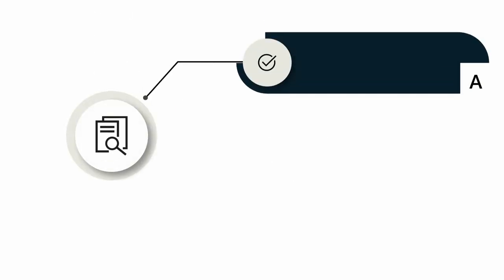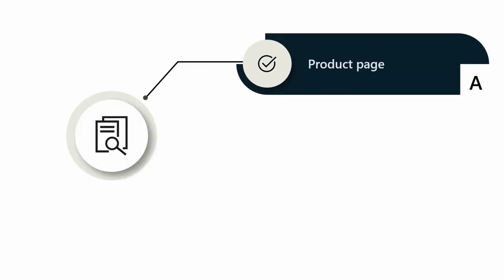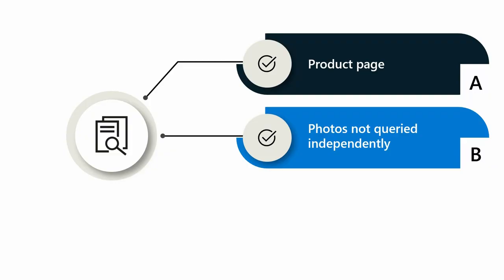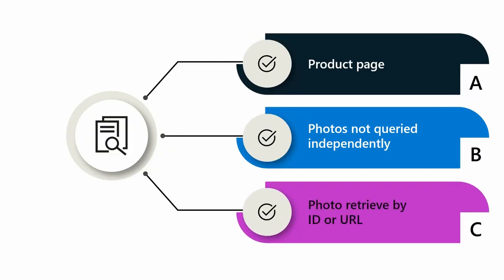The website has a product page where a bicycle photo needs to be displayed at the same time as the specific bicycle model. The photos will not be queried independently. By including the photo ID or URL as a product property, the photo can be retrieved by its ID without any time lag. This demonstrates how unstructured data can be stored. The right storage solution allows AdventureWorks to achieve optimal performance and efficient data management.